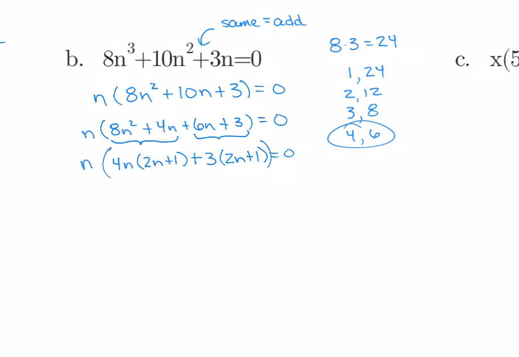We still got that n hanging out over on the side, so we need to bring it down. All right, so now if we factor out the common binomial, we get 2n plus 1. If we factor out 2n plus 1 from the first thing, I am left with 4n. If I factor out 2n plus 1 from the second thing, I am left with 3. Bring down your equals 0, and bring down your greatest common factor.